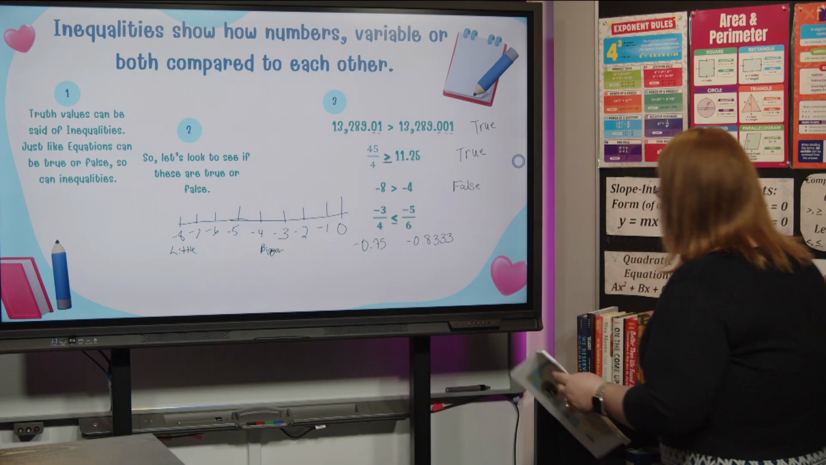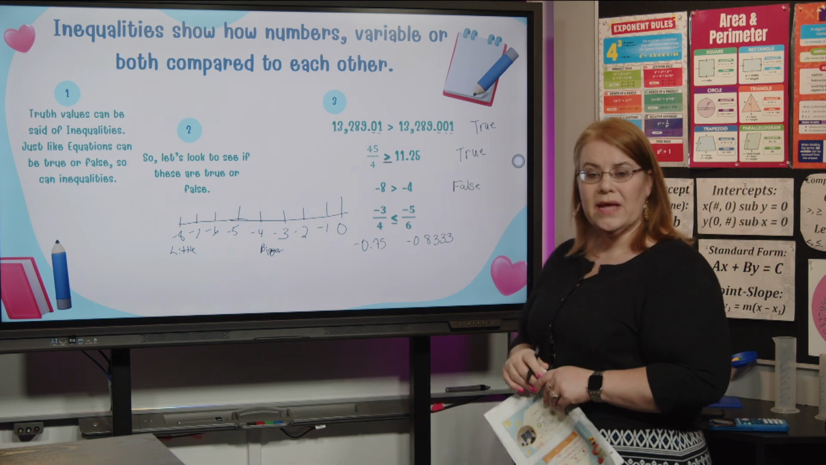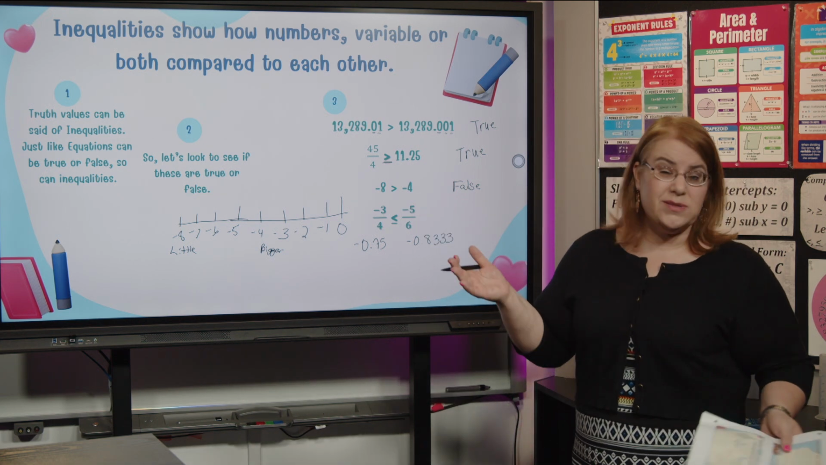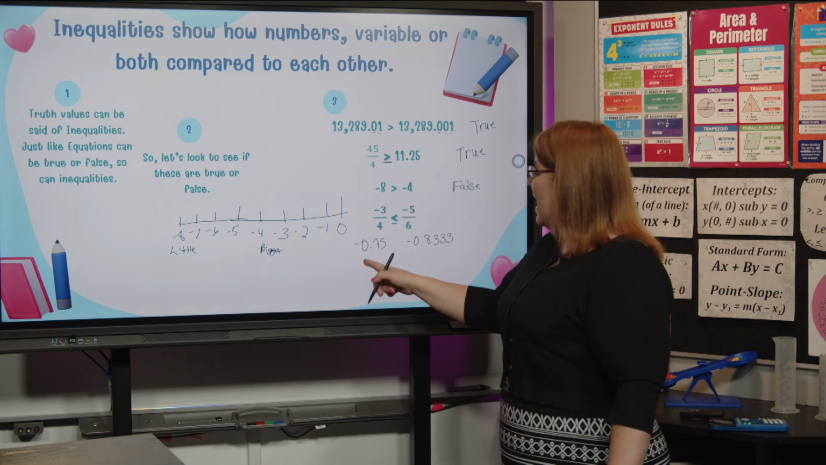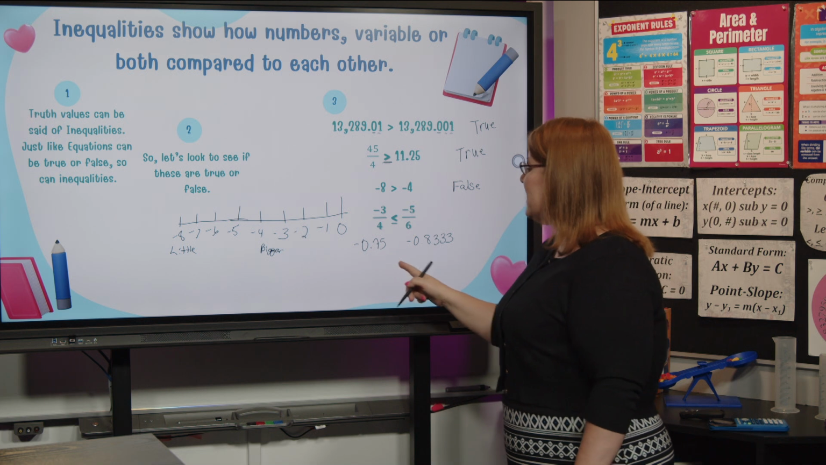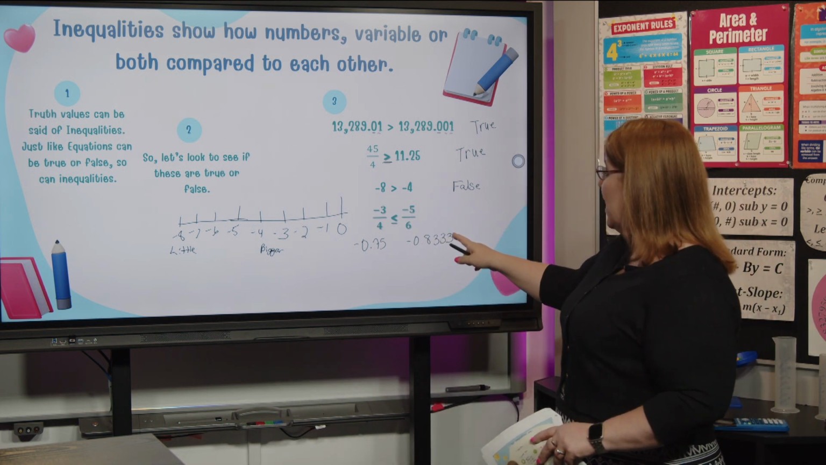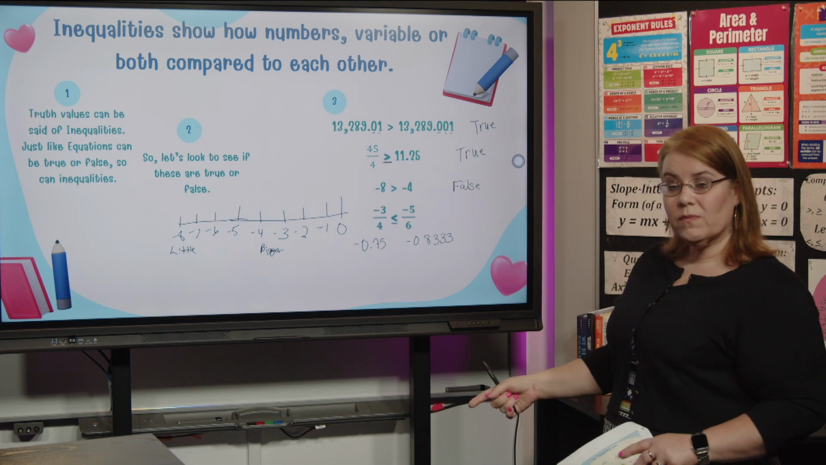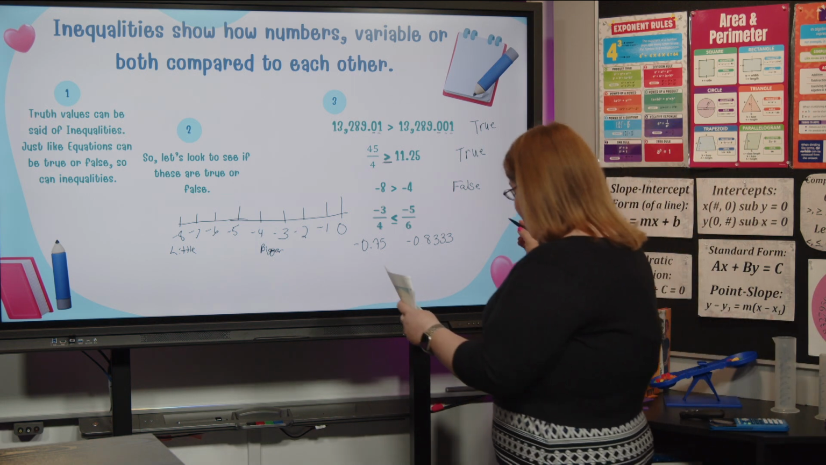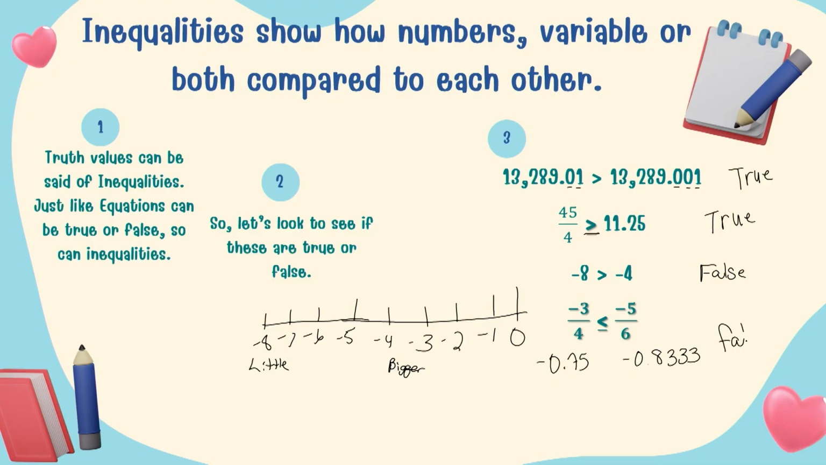So here's my question. Is this a true statement? Well, we know they're not equal to. Absolutely not. But is -0.75 smaller than -0.83333? It's not. So this one is also false. This one is smaller. This one is bigger.